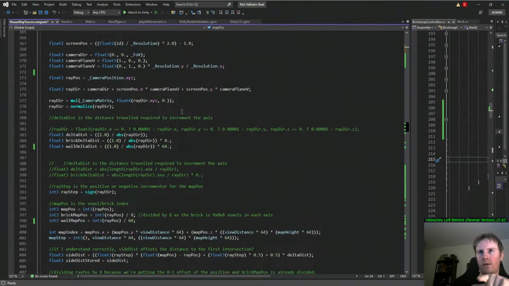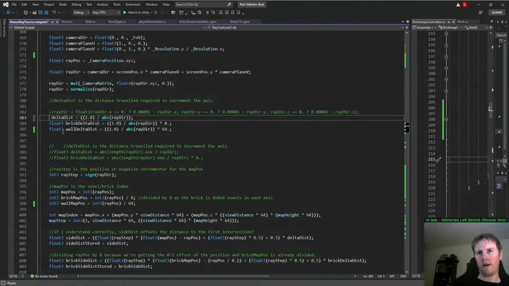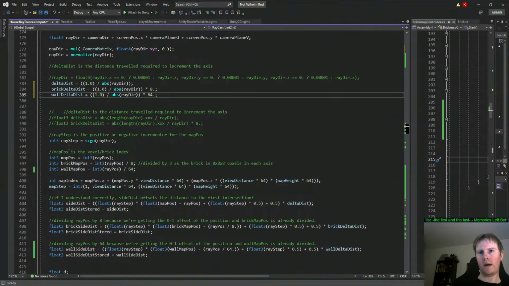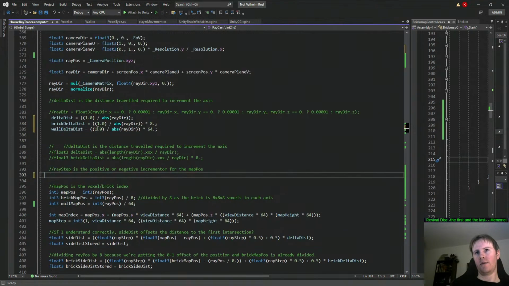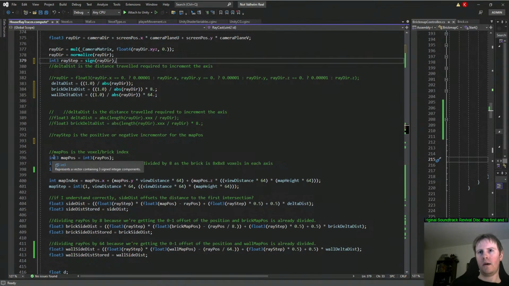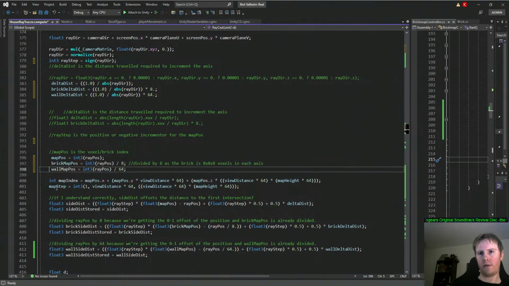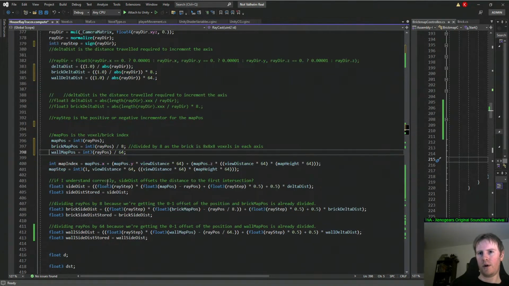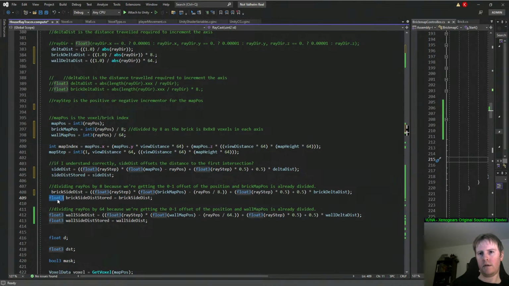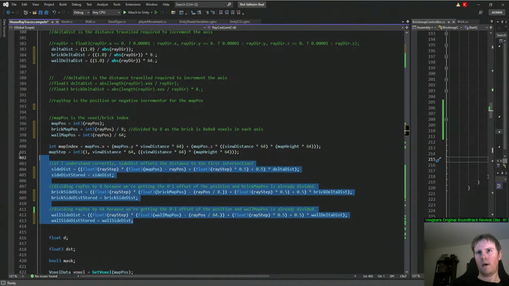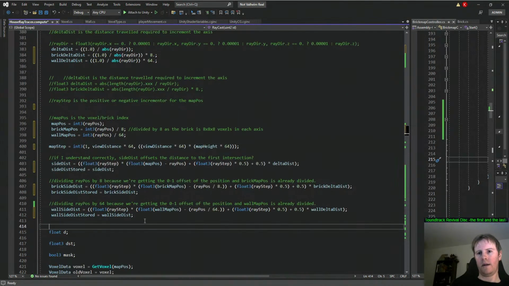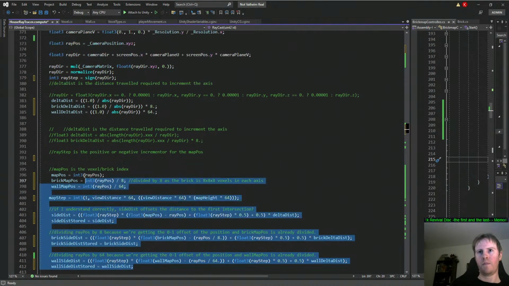And now everything here, delta dist, ray direction, ray step. Ray step can stay the way it is, it doesn't matter. Map position, break map. Map index, we're not using that. And all of these. Yeah, like I said, we're not using map index.